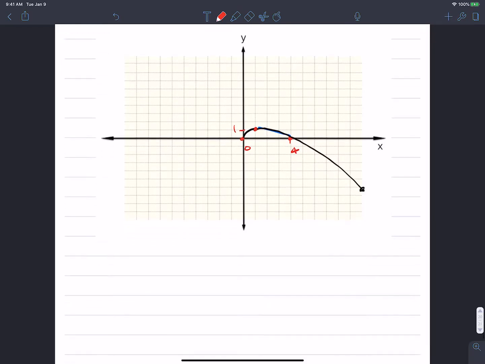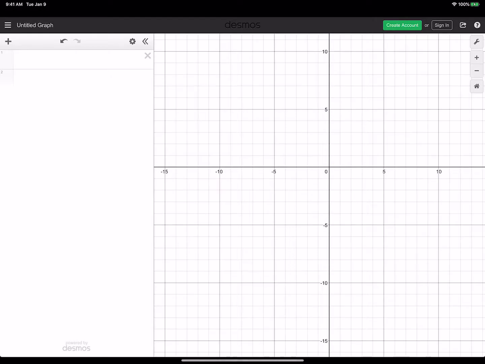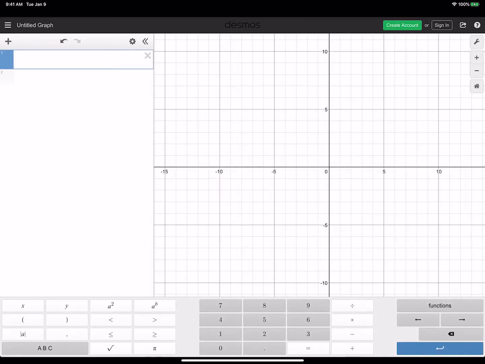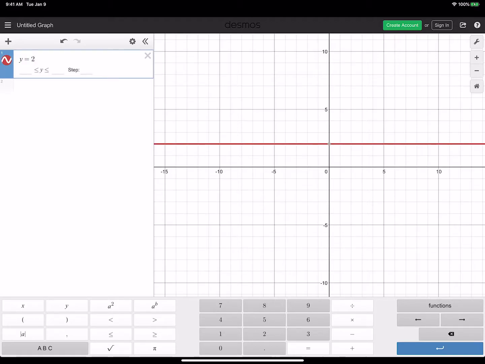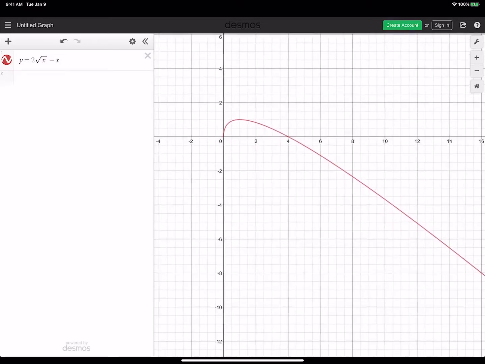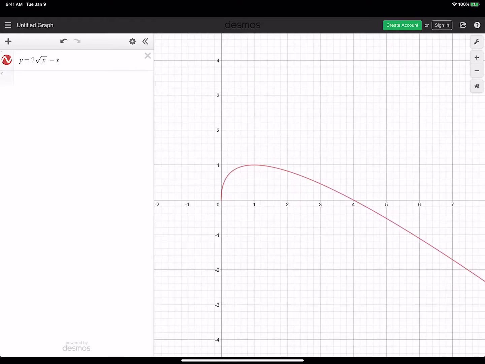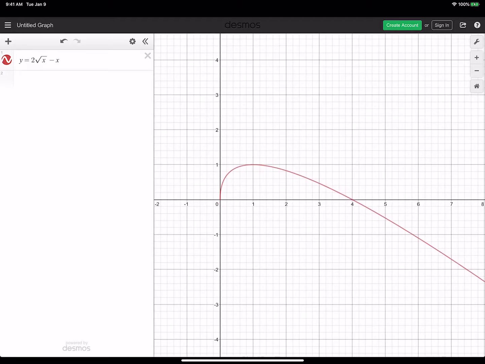Now, let's make sure this is correct. So we're going to put y equals 2 square root of x minus x. And what do you guys see here? Let's make it bigger here. Okay, you guys notice this point again here? See if it doesn't give us, I think it only gives us what?